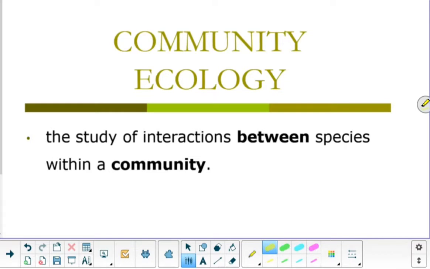So again, the difference is now we're looking at interactions between different species. Before it was like all the lily pads or all the humans in the area or all the deer in the area. Now we're looking at how different species interact together.